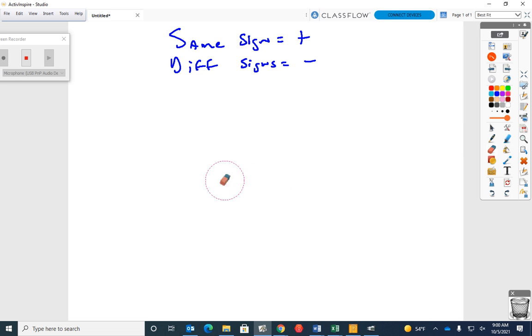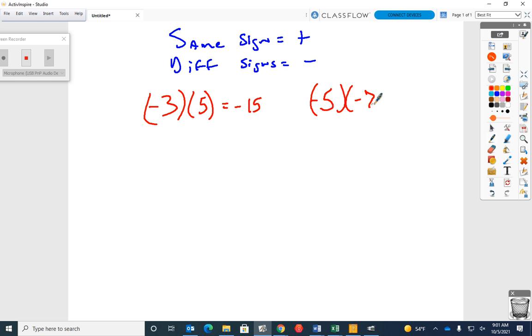Yeah, it's easy though. Okay, let's say I've got this one. You guys multiply this one. Negative 3 times 5 is what? Negative 15. Negative 5 times negative 7 is what? Positive 35. Why is it positive? Because these are both what? They're both the same sign. They're both negative.